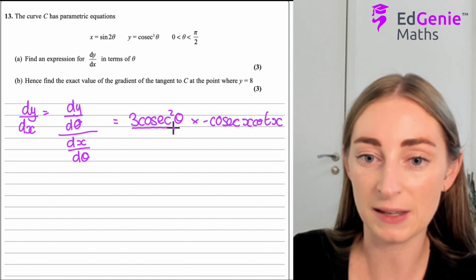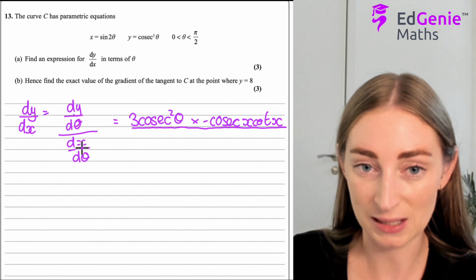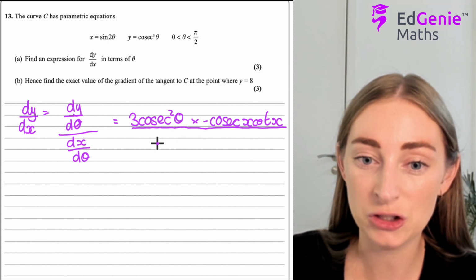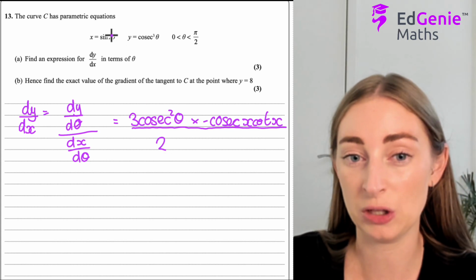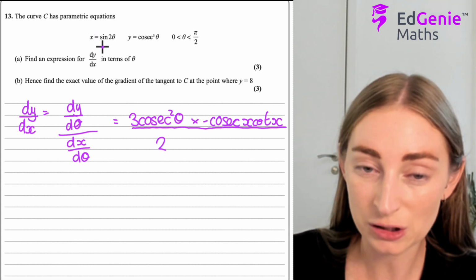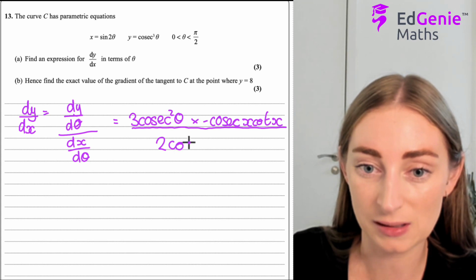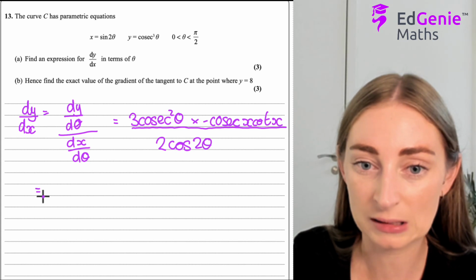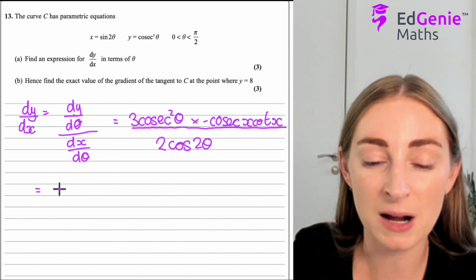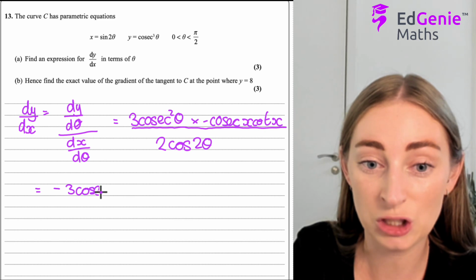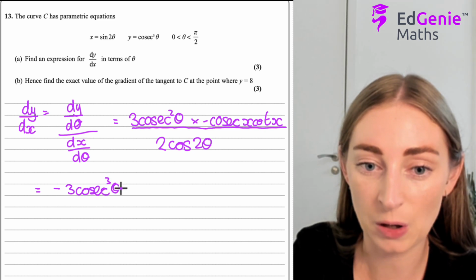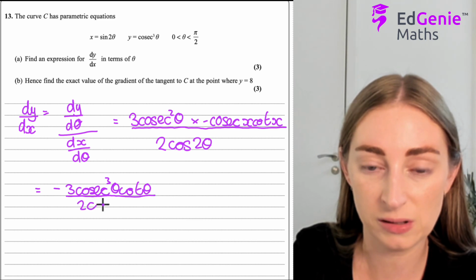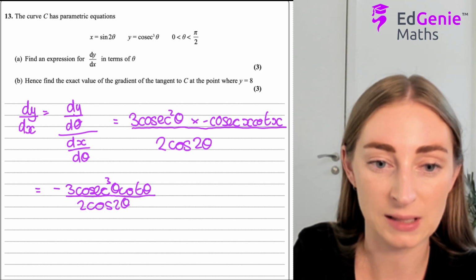Then we're going to divide this by dx by d theta. So I'm doing the derivative of sine 2 theta, and that's going to be 2, from where I differentiated my 2 theta, times the differential of sine, which is cos 2 theta. Then let's simplify it just a little bit. So the numerator can be minus 3 cosec cubed times cot divided by 2 cos 2 theta. So that was part A.